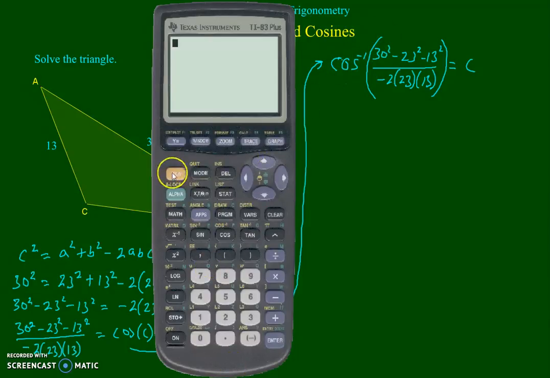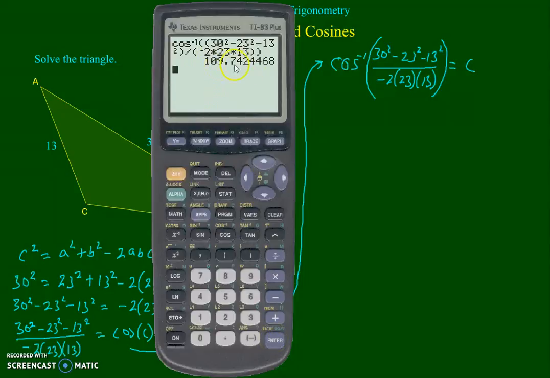So we're going to have arc cosine. We want to put our entire numerator in a parenthesis. So that's 30 squared minus 23 squared minus 13 squared. And then I can lump those all together, divided by, open another parenthesis, negative 2 times 23 times 13. I could have used parentheses, but no sense in making extra keystrokes. And close the whole thing off, and that should be my angle C.